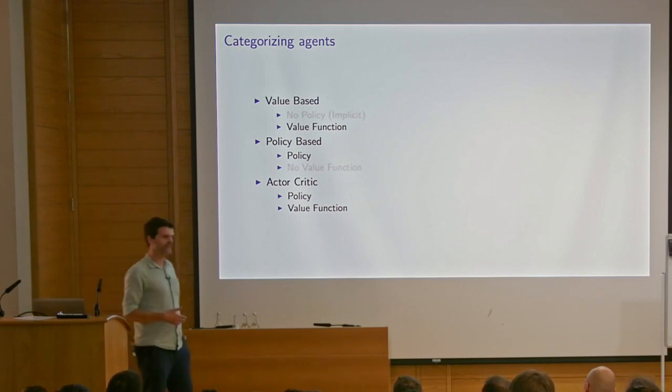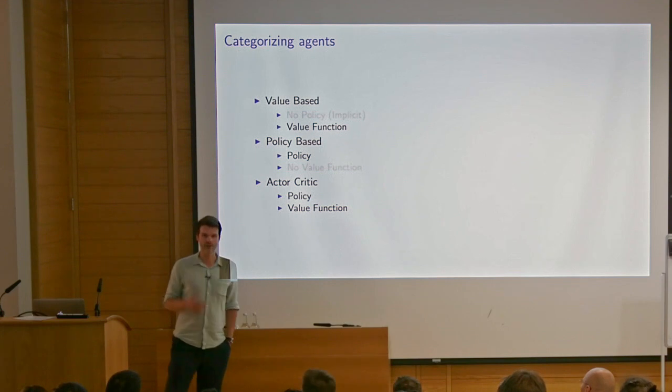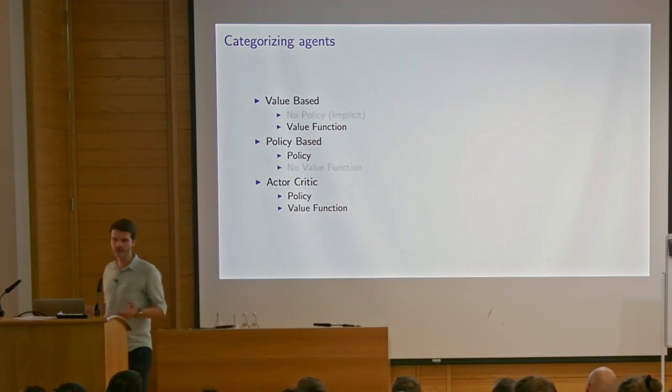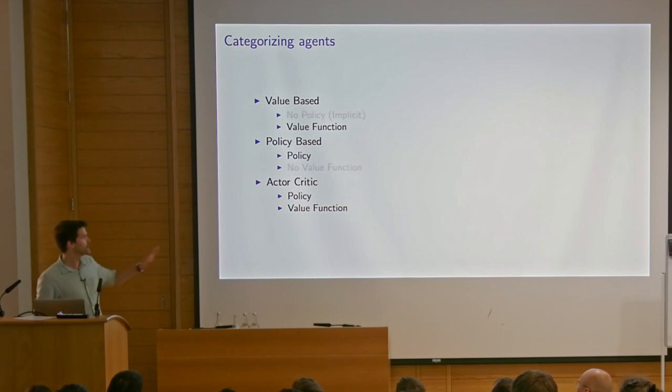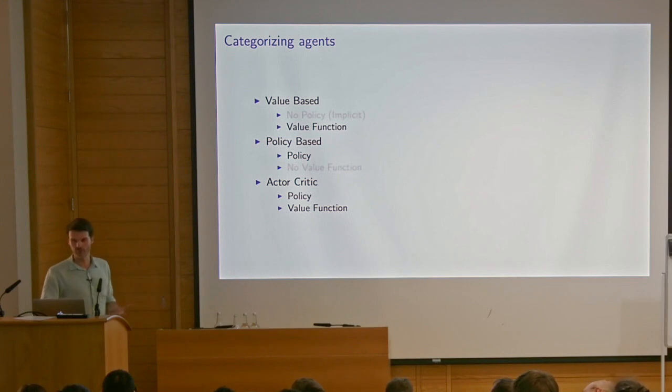Typically, value-based agents learn action value functions, these Q functions, and then you can build up a policy by just looking at, for each action, what is the value that I predict I'm going to get when I take that action. And then maybe you just take the action with the highest predicted value. Now, when we have both these components explicitly, a policy and a value function, then we call this an actor-critic system. And then often the policy is learned by using the value function in some way.